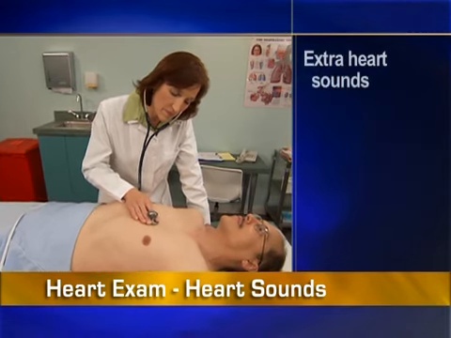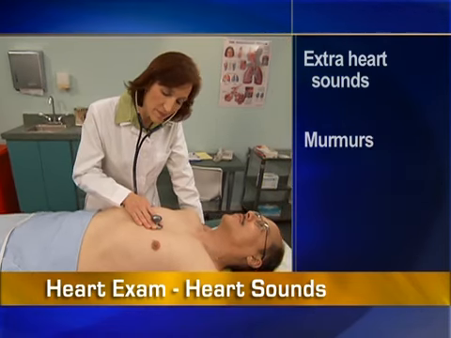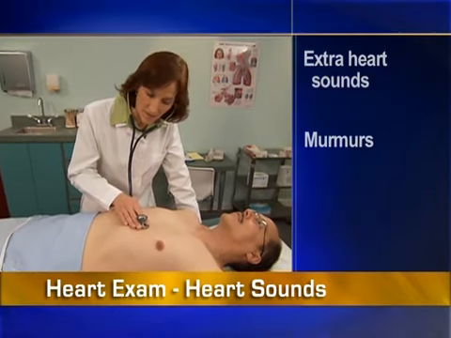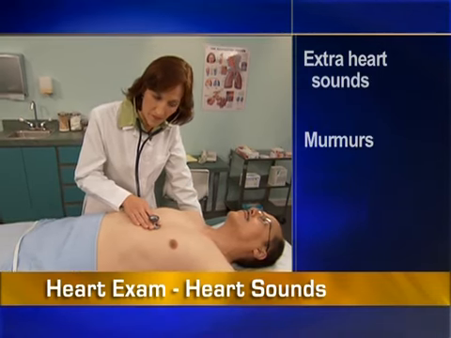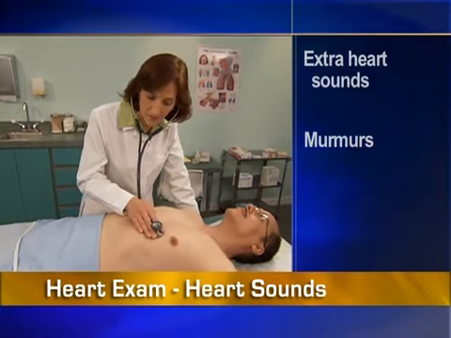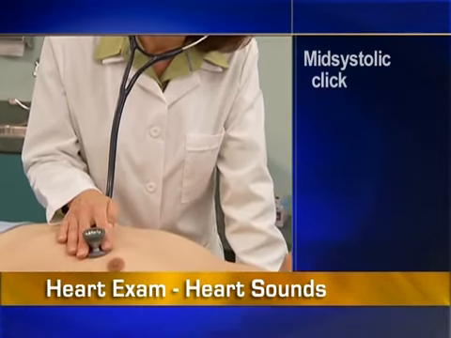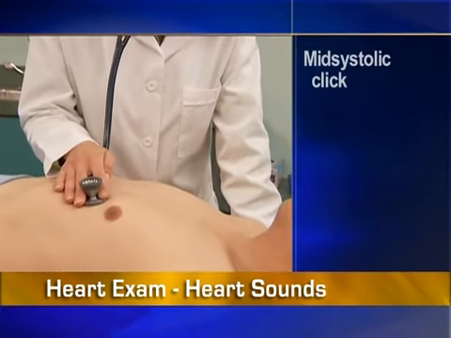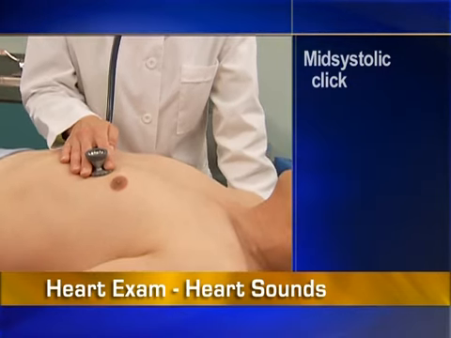Next, listen for extra heart sounds and murmurs during systole and diastole, which usually are silent periods. If you detect these sounds, note their timing and characteristics. You may hear a mid-systolic click early in systole. This short, high-pitched abnormal sound results from mitral valve prolapse and is best heard with the diaphragm at the apex.